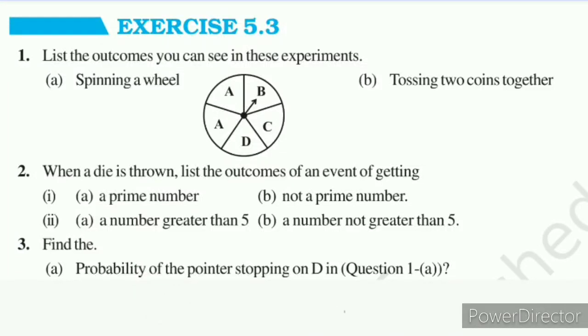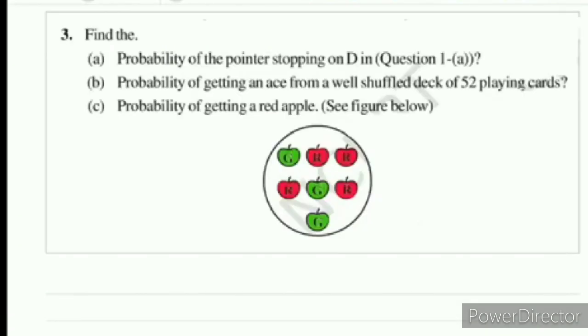Hello students, today's class we are going to continue exercise 5.3 of chapter 5, data handling. Today's first question, that is in the exercise third question: find the probability of the pointer stopping on D in question 1a.